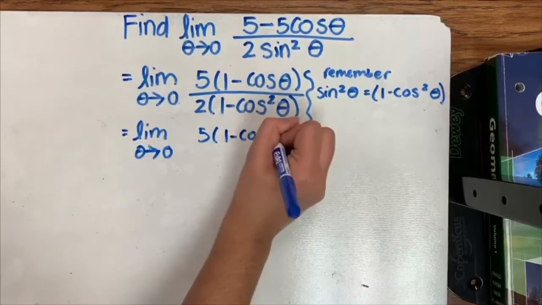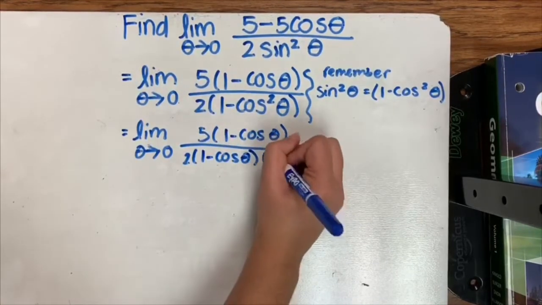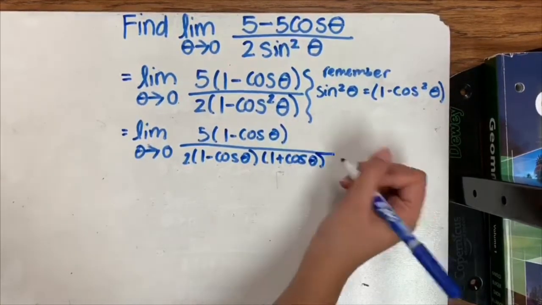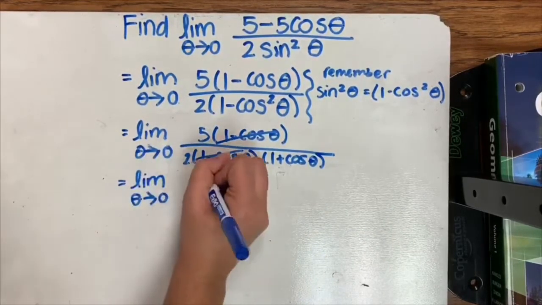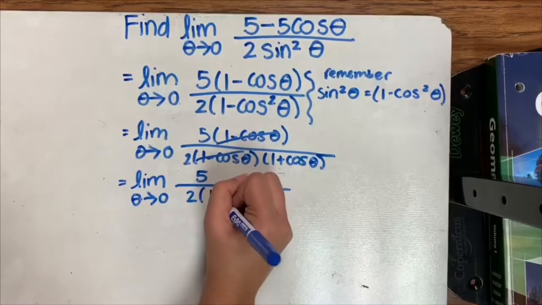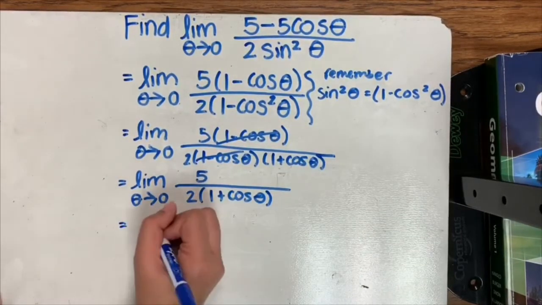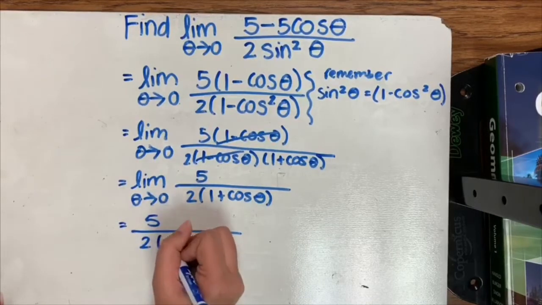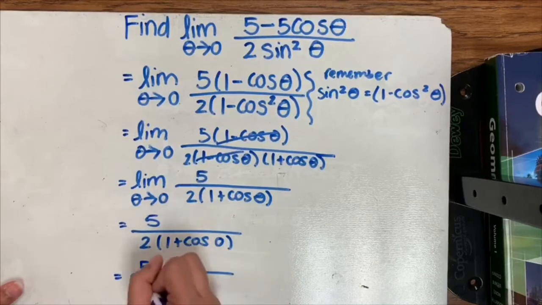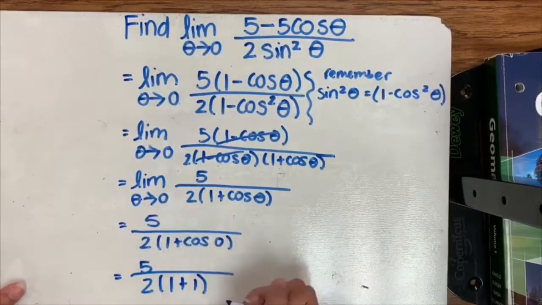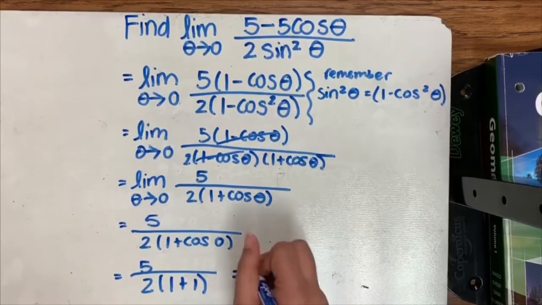So you can further expand the denominator by factoring out the cosine squared. So we do so because we want to cancel any like terms. So we can cancel the like terms, 1 minus cosine theta, from the numerator and the denominator. By canceling out the like terms, you are left with limit as theta approaches 0 of 5 over 2, 1 plus cosine theta, which is as simple as you can get it. At that point, you can plug in 0 and you can solve, leaving you with 5 over 4 as your final answer.